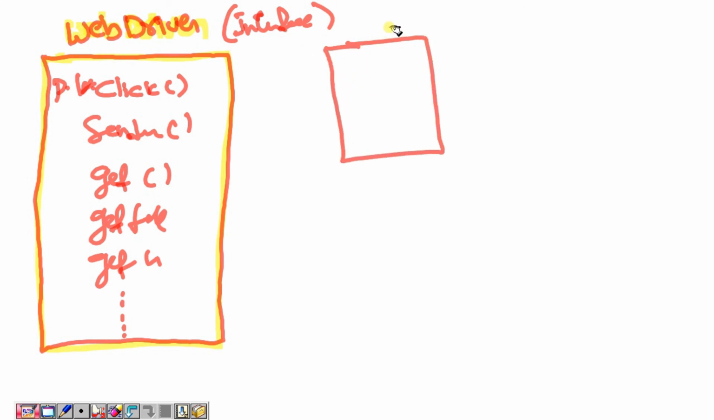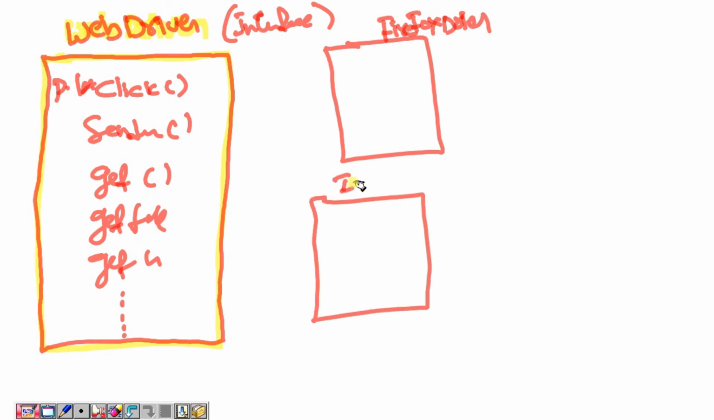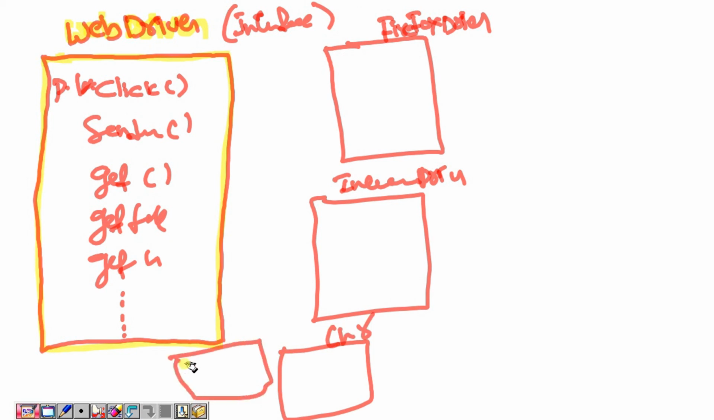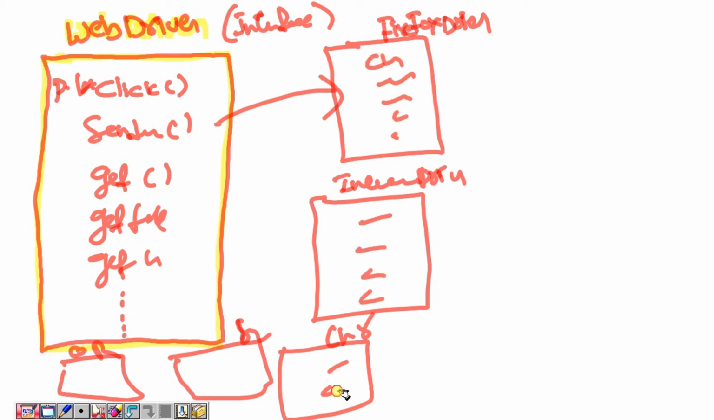This class we are calling Firefox driver. Another class I can write is Internet Explorer driver. Some other class, Chrome driver, some other class, Safari driver, some other class, Opera driver. Like that, in the different five classes I can implement the same methods, click, send keys, get, the same methods I can implement. Now I can write my own logic also.